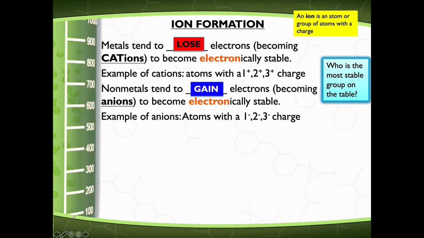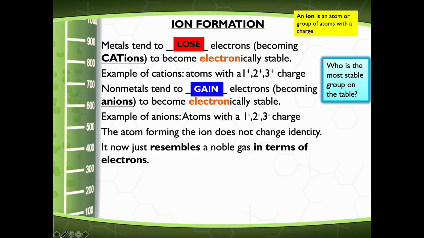So the most stable group on the table is group 18. Everybody wants to be like group 18, that last one to the right, okay? Because all those elements are called the noble gases. They're really stable, okay? And to get there, your unhappy atom will typically gain or lose as many as it takes to have the same number as an element in that group, okay? And when it does that, the atom that forms the ion will not change its identity. It will just resemble a noble gas in terms of its electrons.